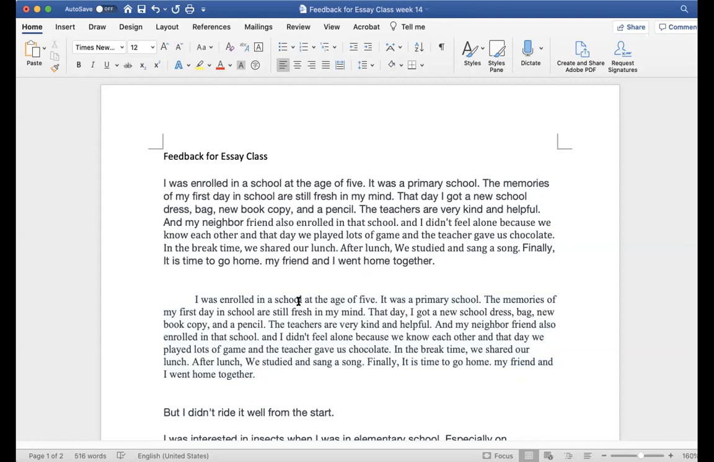Okay, so this is a narrative paragraph talking about something that happened to the writer in the past. You'll notice here we've got past tense: I was, it was. The memories are still fresh, so that's why we moved to present tense. That's okay. That day, we're back to past: I got a new, right? The teachers, so here we go. The teachers, this needs to be past. So they were, and I will put that in bold. They were very kind and helpful.